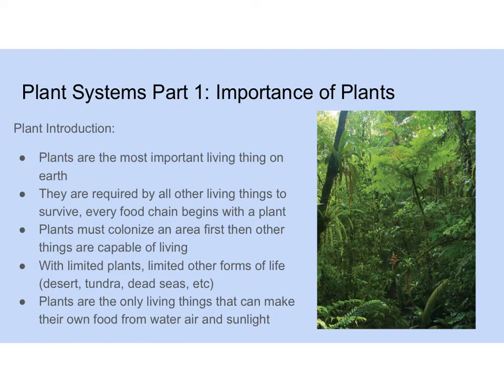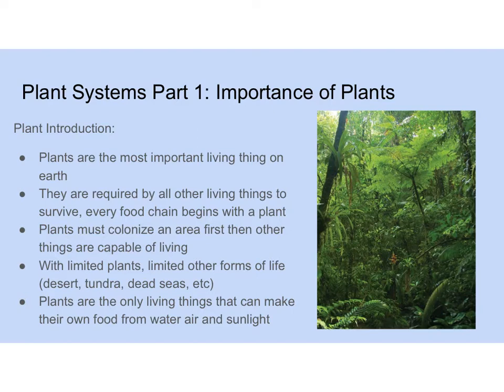Every food chain begins with a plant. So no matter whether you're any kind of animal or any kind of protist or bacteria, you're all coming down to a plant, because every living thing needs to eat at some point either a plant or an animal that at some point eats plants. So plants must colonize an area first. Then other things are capable of living there. If you don't have plants in a certain area, then you don't have the start of a food chain, and you can't have really any other animals.